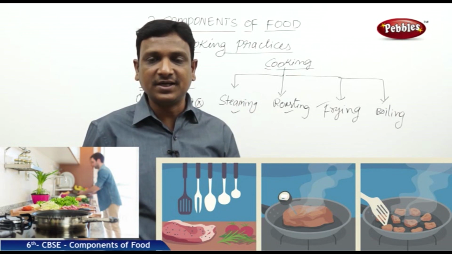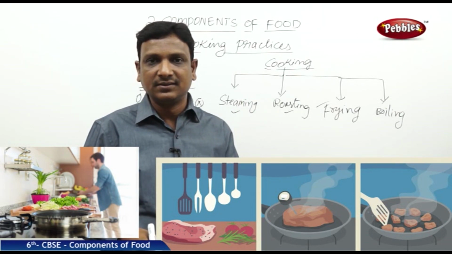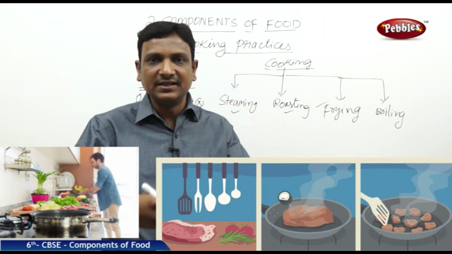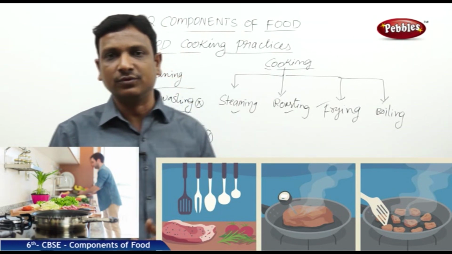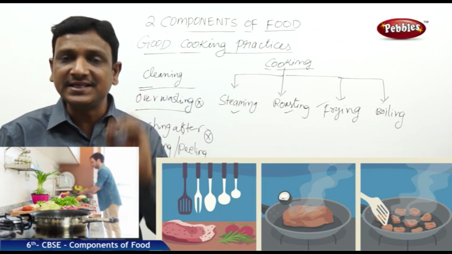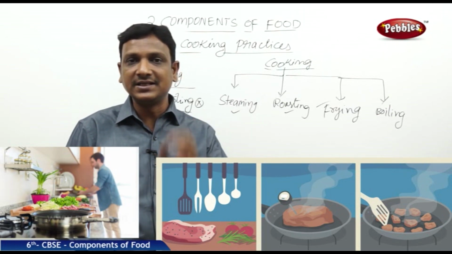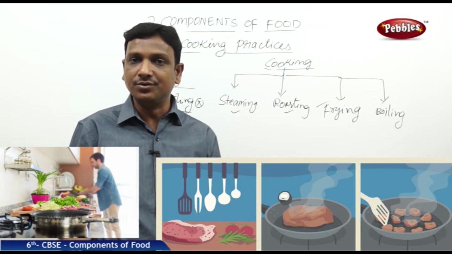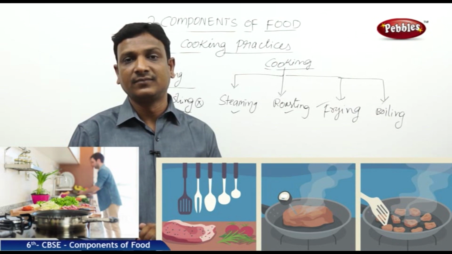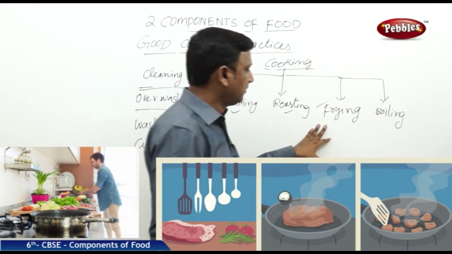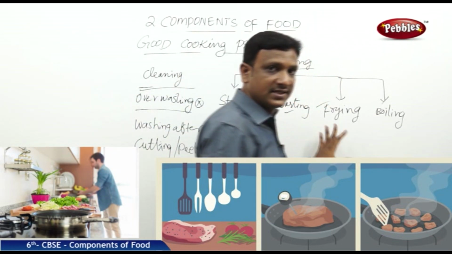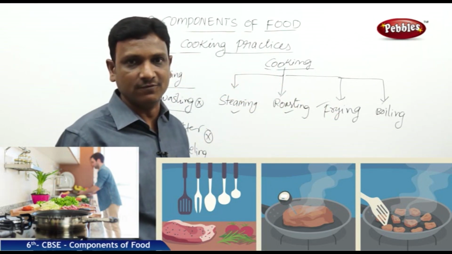So at that high temperature, if you put the vegetables, because of the heat, the nutrients are destroyed from the food. Of course, the food turns so tasty, so crunchy and crispy, but the nutrients are gone. So it is not advisable to fry the food, especially deep frying of food.